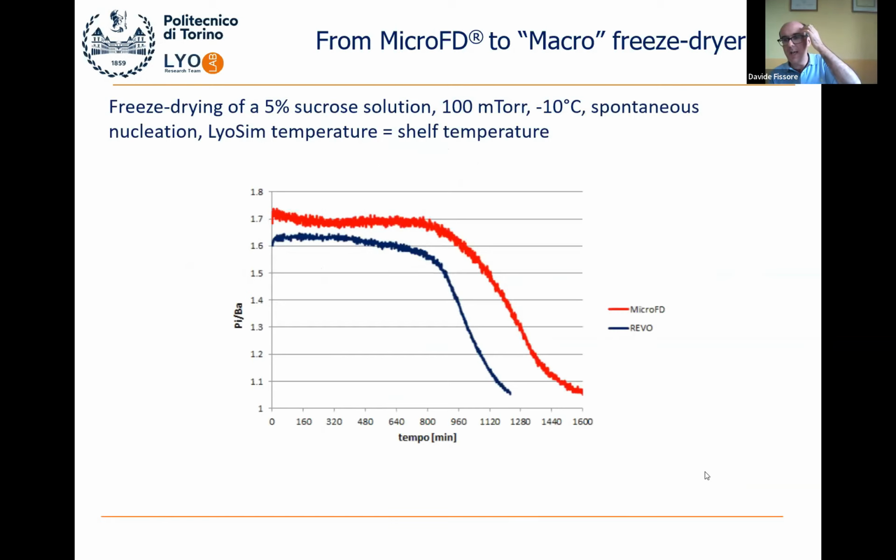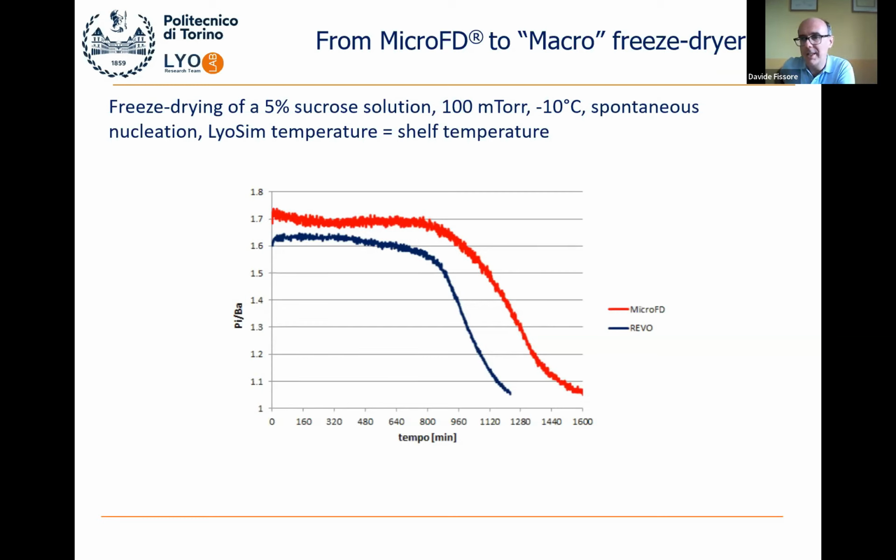Here, I was carrying out a very simple cycle: 5% sucrose solution, 100 milliliters, minus 10 Celsius, spontaneous nucleation, in Rivo, the pilot scale unit, and in MicroFD. In MicroFD, I was not at that time concerned about the temperature of the lyophilizer. I said, okay, the temperature is equal to the shelf temperature, and let's go on.